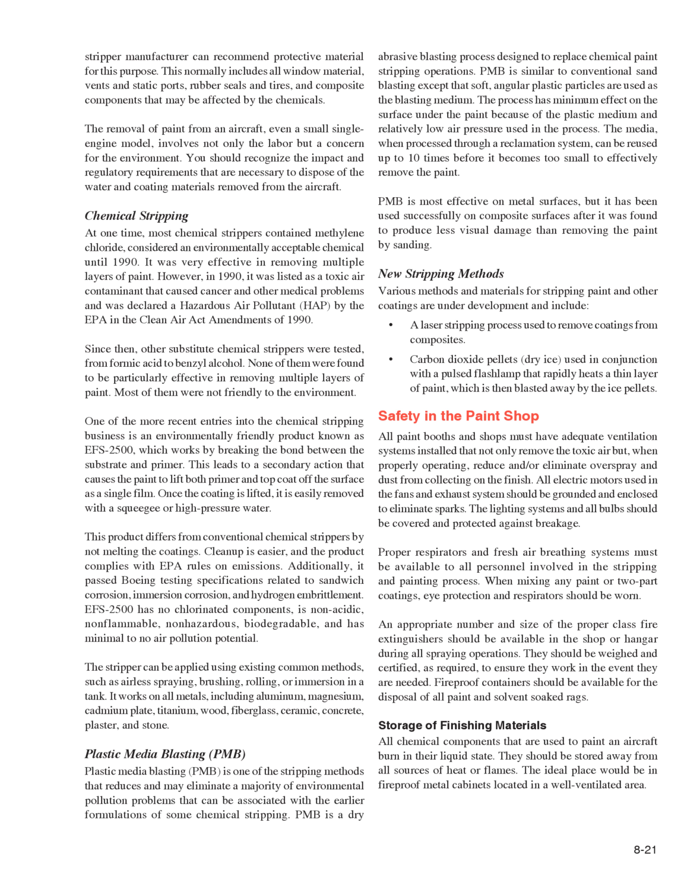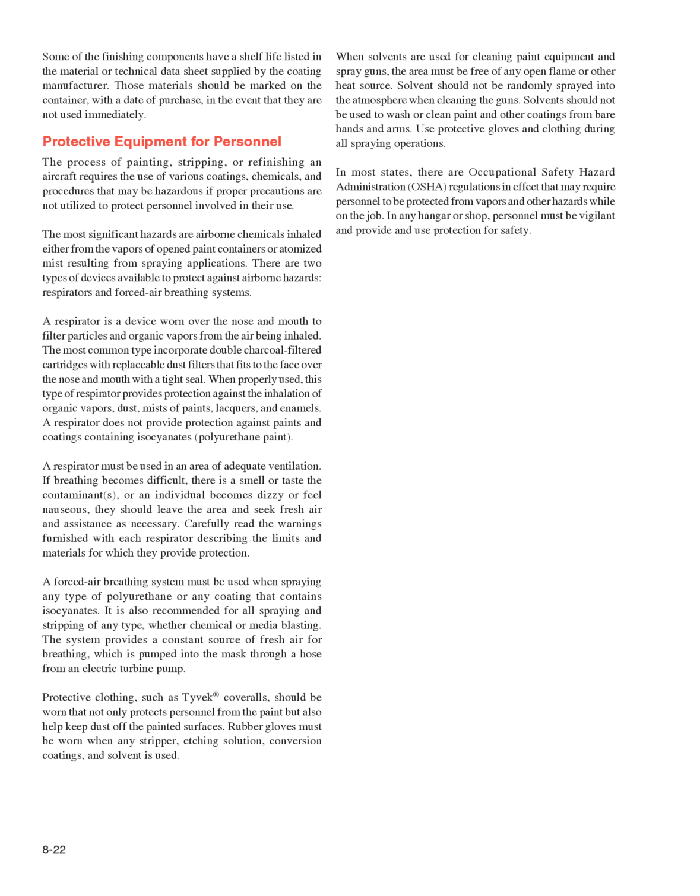Storage of finishing materials. All chemical components that are used to paint an aircraft burn in their liquid state. They should be stored away from all sources of heat or flames. The ideal place would be in fireproof metal cabinets located in a well-ventilated area. Some of the finishing components have a shelf life listed in the material or technical data sheet supplied by the coating manufacturer. Those materials should be marked on the container, with the date of purchase, in the event that they are not used immediately.